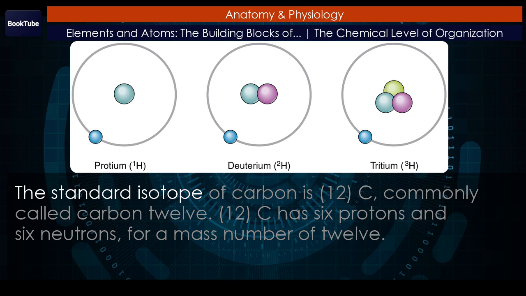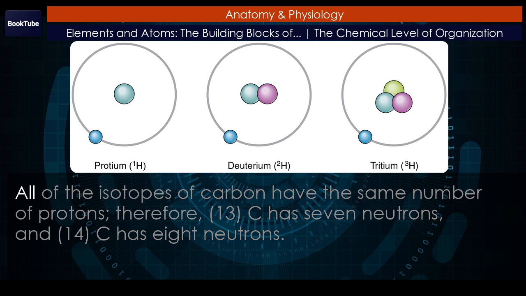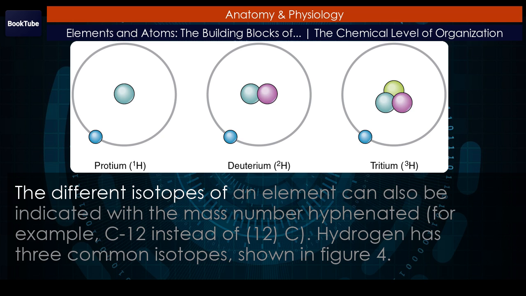The standard isotope of carbon is 12C, commonly called carbon-12. 12C has 6 protons and 6 neutrons. For a mass number of 12, all of the isotopes of carbon have the same number of protons. Therefore, 13C has 7 neutrons, and 14C has 8 neutrons. The different isotopes of an element can also be indicated with the mass number hyphenated, for example, C-12 instead of 12C.